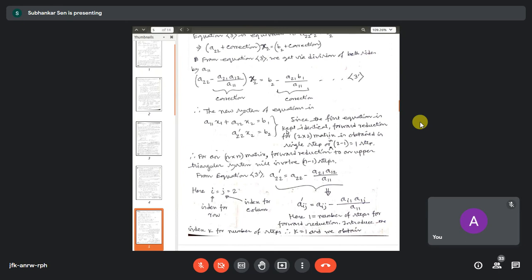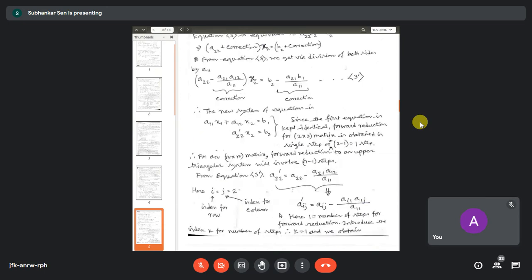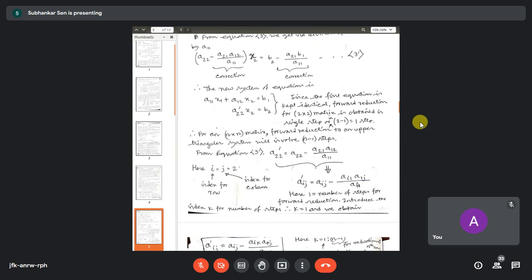Now let us come to this correction term. a22 dash equals a22 plus correction. So here we are showing the correction. This term we are writing here, and from here we shall generalize it. So a22 dash equals the updated term.